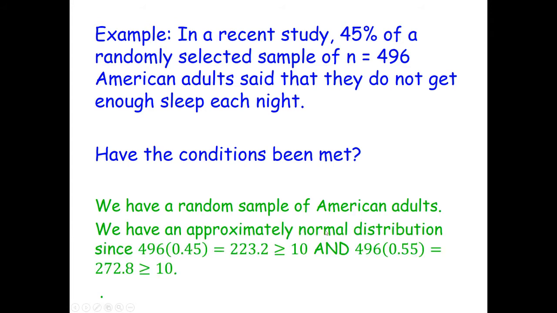Second of all, we're going to check to see if we have a normal distribution. And so we do n times, in this case, p hat. We don't know what p is, so we're going to use our sample value of 45%. Whenever we don't know p, we use p hat as a substitute. It's not ideal. It's just all we have in its place. So n times p is 223.2, which is definitely greater than or equal to 10. And 496 times 55, that's just 1 minus 0.45. So I'm just doing n times p and n times 1 minus p. That's also greater than or equal to 10. And so since that's true, the sampling distribution of p hat is approximately normal.